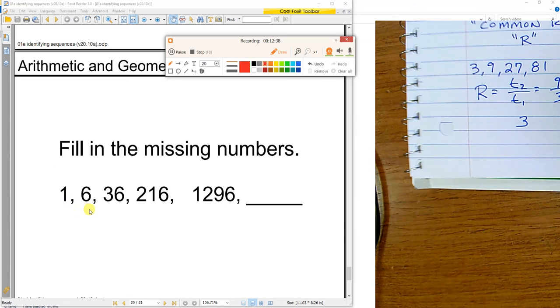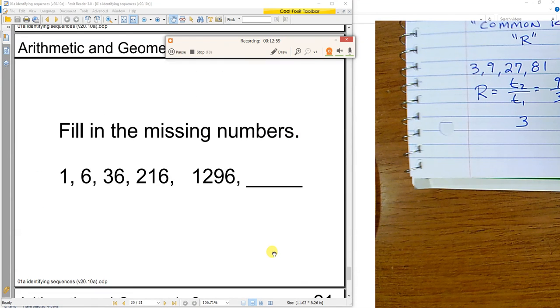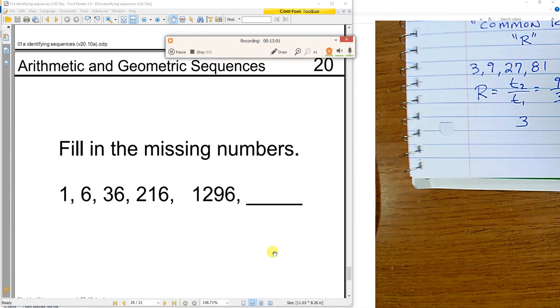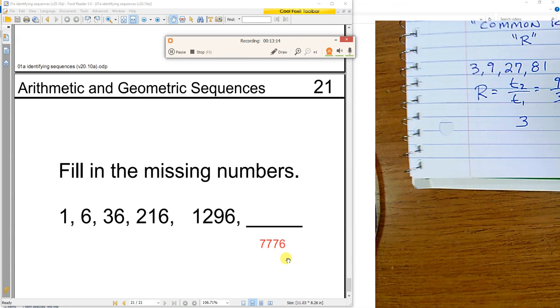Let's see. 1 times 6 times 6 times 6. Looks like I've got to do a times 6. 3,888. Whoa! How did I mess that up, man? How did I mess it up? I multiplied it by 3. I should have multiplied it by 6. How about 7,776? 7,776. Excellent.